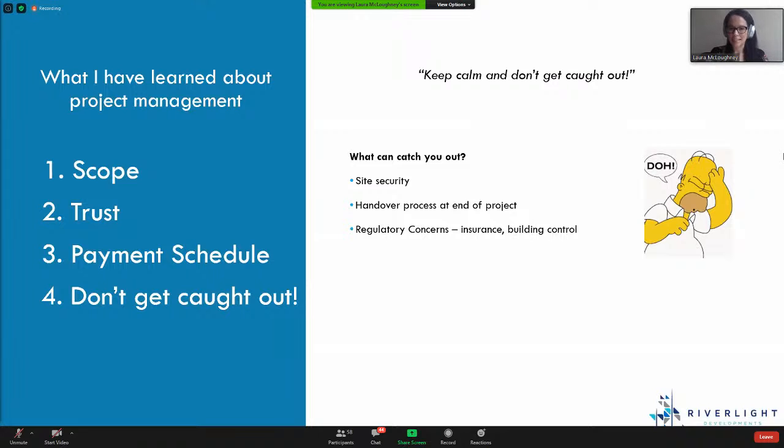So things like that, things like building control. Are you very sure when you go into that? And it goes back to the scope. Is there anything in your scope of works that will actually require building control? Are you moving staircases? Have you changed your scope throughout the project and now you have decided to move a staircase? Has anybody realized that you're going to need building control for that? So thinking about little bits like that can catch you out.